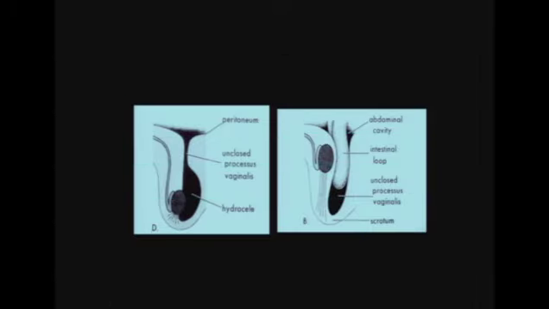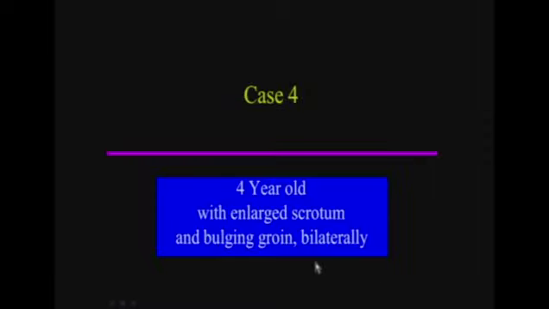This is an image out of CAFE that shows what an unclosed processus vaginalis might look like, that will allow fluid from the abdomen to enter the contents of the scrotum, and how a bowel loop, in the case of an unclosed processus vaginalis, may come into the scrotum and be seen to the side of a testicle.